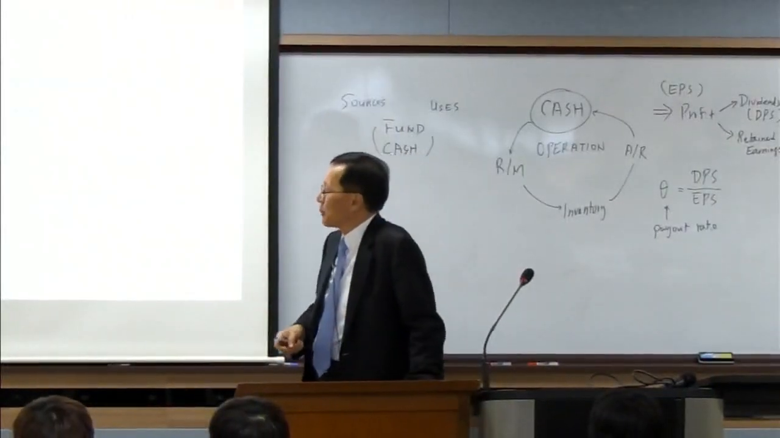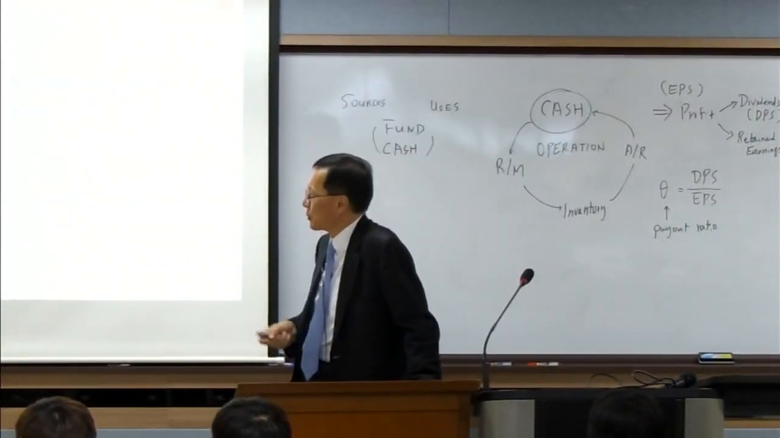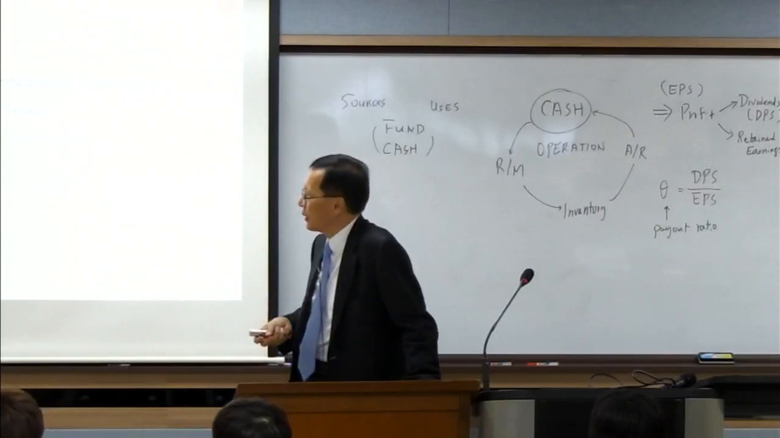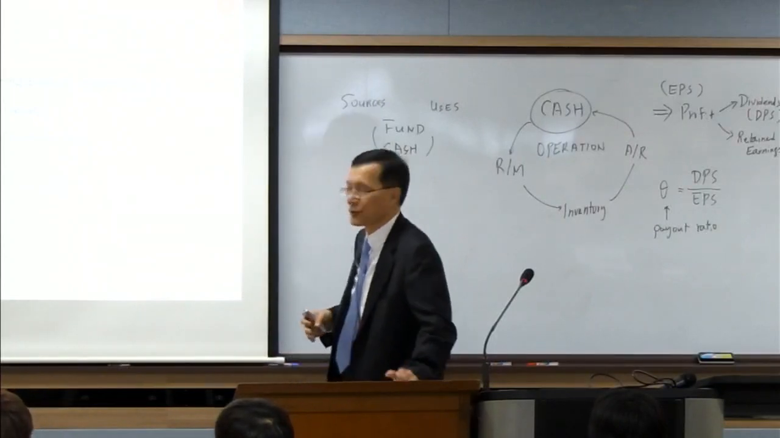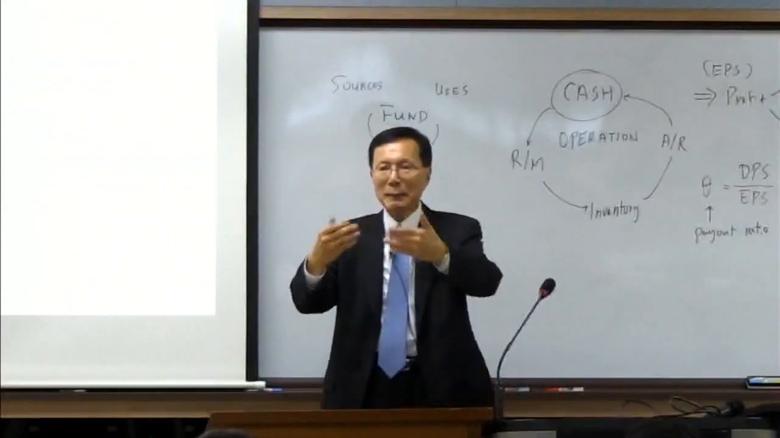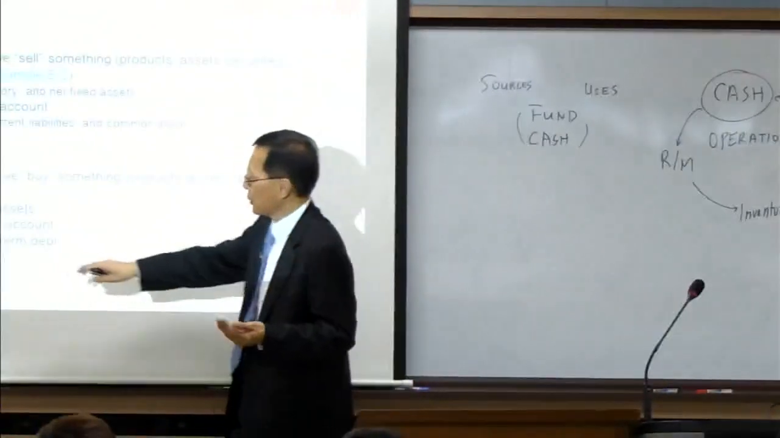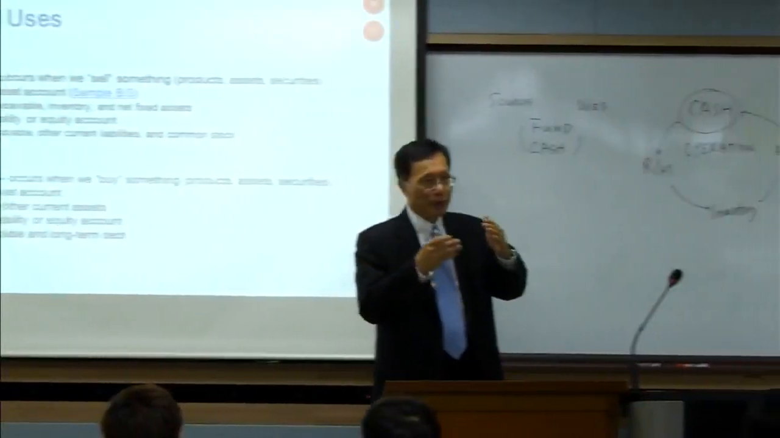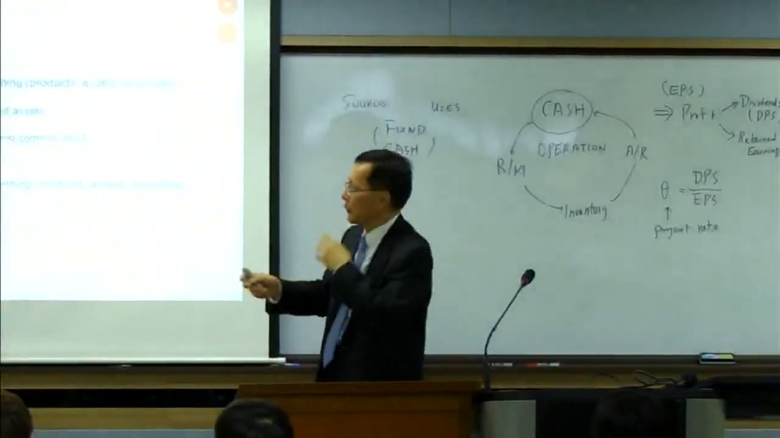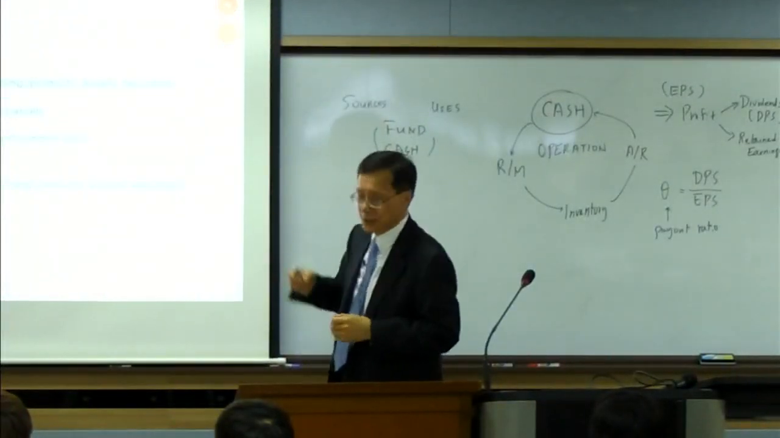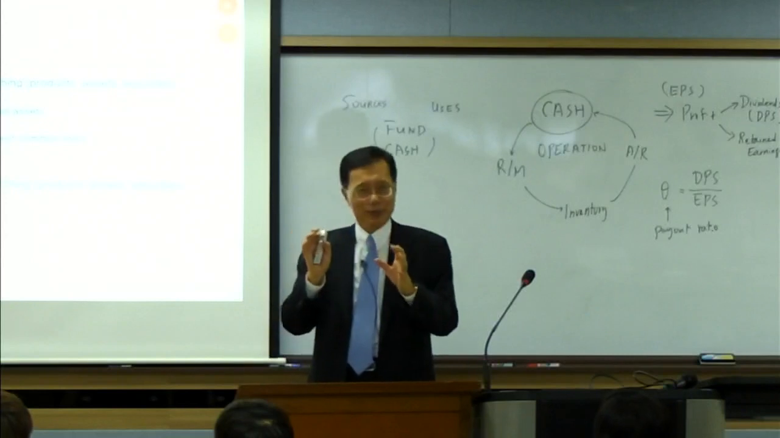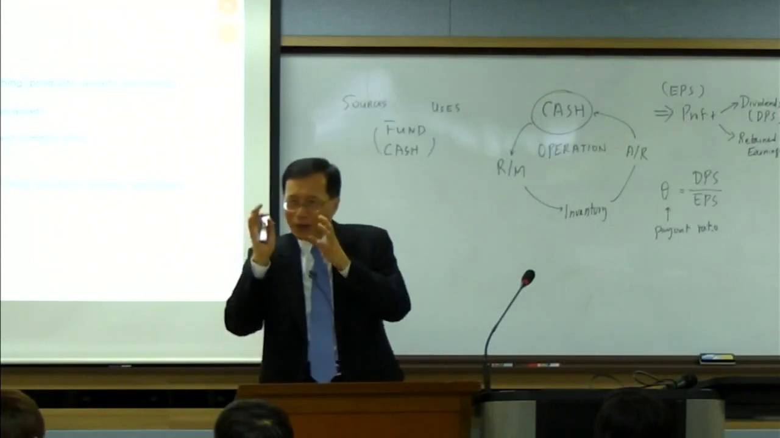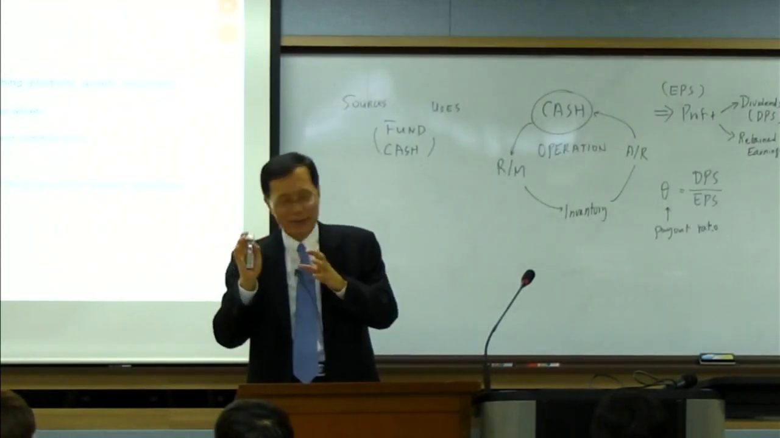An increase in an asset account, cash and other current assets, is a use of funds. A decrease in a liability or equity account, such as notes payable and long-term debt, means the company is paying back notes payable or long-term debt. Therefore, the cash balance will come down, and so they are called uses.